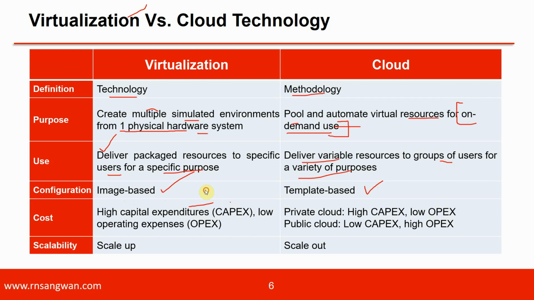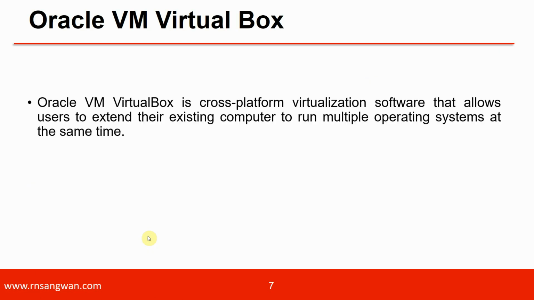Cost wise, virtualization has high capital expenditure, low operating expenditure. In cloud, private cloud has high capital expenditure, low operating expenditure, and public cloud has low capital expenditure, meaning initial investment, and high operating expenditure. Scalability: in virtualization, you scale up, meaning you convert one cat into a tiger. You add power to it. In cloud, you scale out. You convert one cat into multiple cats or 100 cats. That's an example visualizing that concept.